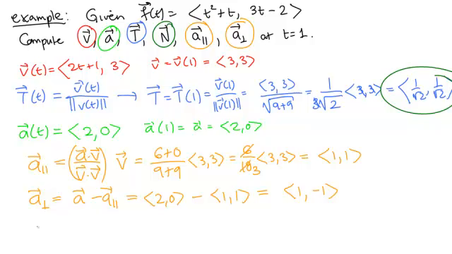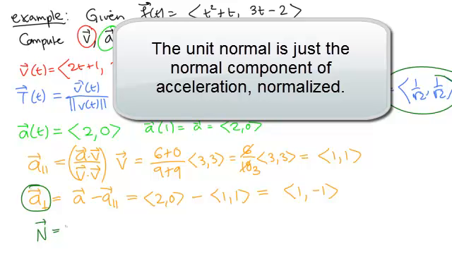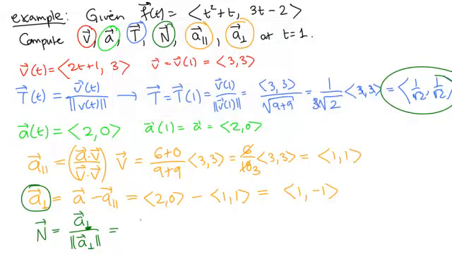So now, how did all of that help me get capital N, the unit normal? Well, remember that the unit normal points in the exact same direction as the normal component of acceleration, but its length is 1. So I could get a hold of the unit normal by taking the acceleration's normal component and dividing by its length. We'll normalize that vector instead of T's derivative. So if I take the vector 1, minus 1, its magnitude would be the square root of 1 squared plus 1 squared. That will get me 1 over square root 2 times the vector 1, minus 1.